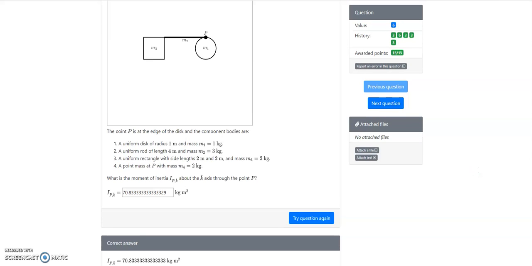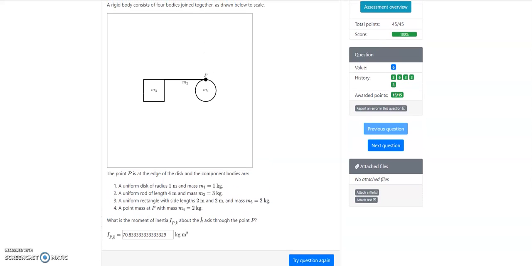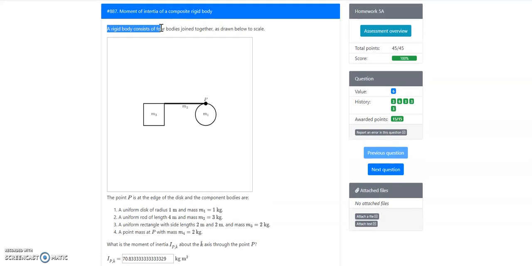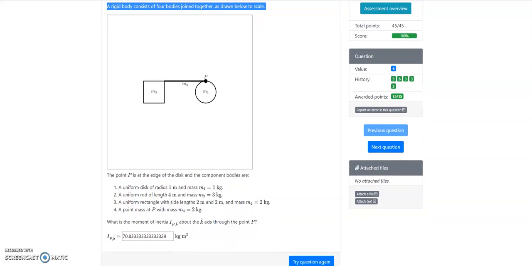Okay, so for my video, I'm going to go over how to find the moment of inertia of a composite body about a point P. So we're going to go over this problem here. In this problem, we have a rigid body consisting of 4 smaller bodies joined together. Those 4 bodies are this disk, this rod, this rectangle, and then a point mass at P.